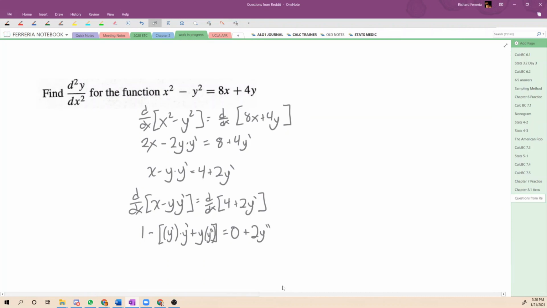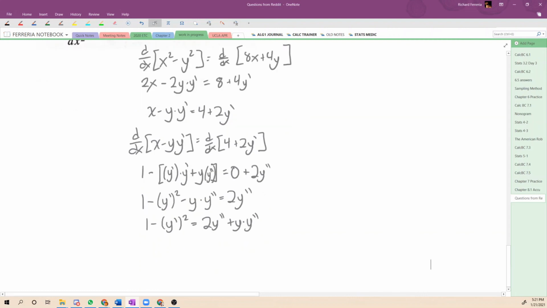Let's clean that up just a little bit. So that's going to get me 1 minus y prime squared minus y y double prime, and that's equal to 2y double prime. So 1 minus y prime squared is going to be equal to 2y double prime plus y y double prime. Now on the right side, we're going to factor the y double prime, and that's going to be 2 plus y multiplied by y double prime.